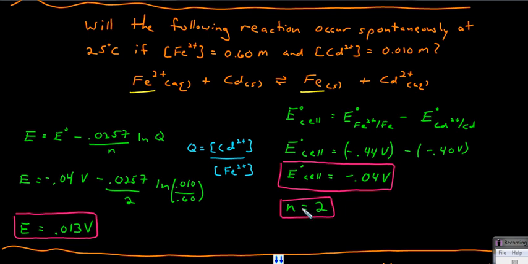Now we also can find n. Iron 2 is turning into iron, and there's only one of it, which is gaining 2 electrons, so 2 electrons are transferred during this process. n is equal to 2. And we also need Q.